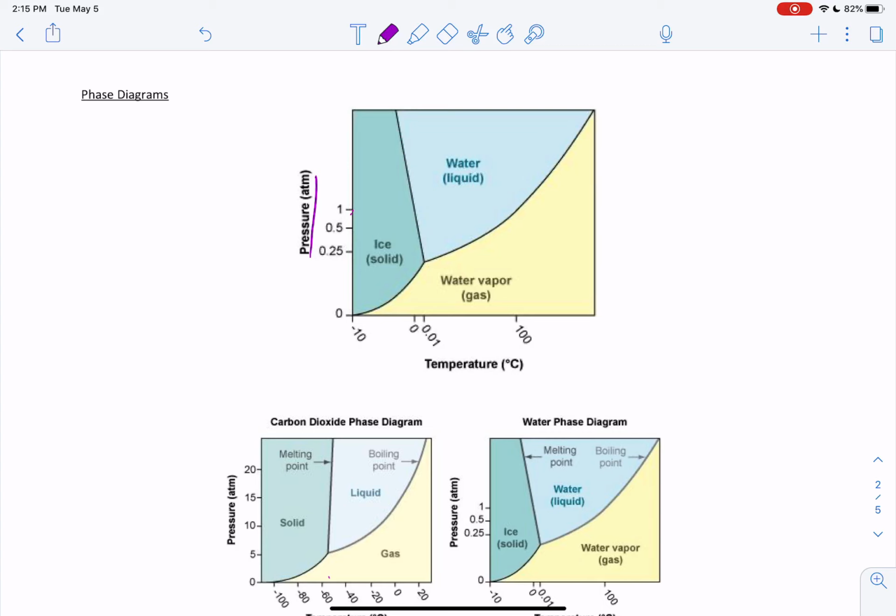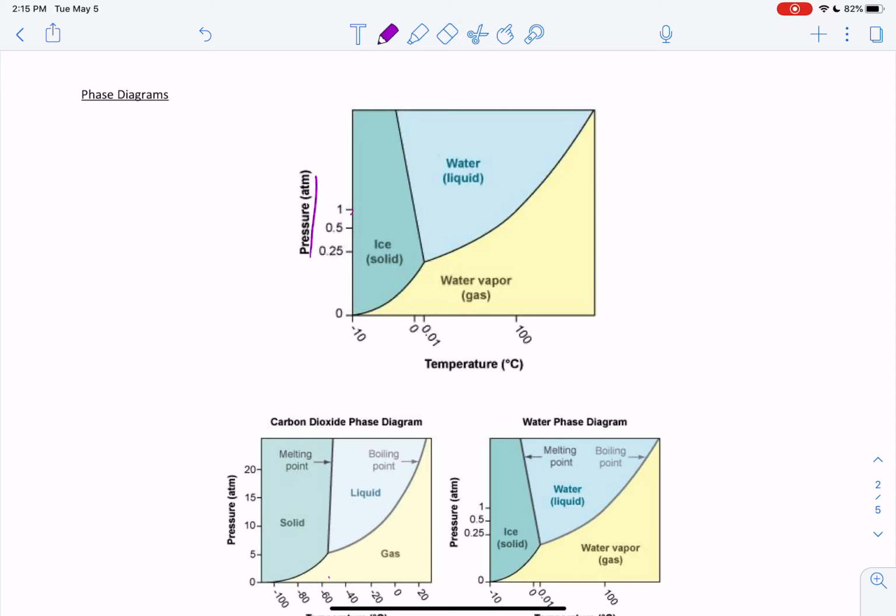So let's say, for example, we want to figure out what the state of matter is at 0 degrees Celsius and 0.5 atmospheres of pressure. So what we would do is we would draw our line here. Okay, so this is from 0 going up. And now let's say 1 atmosphere of pressure. Okay. And we see here where they cross is the state of matter. So at 0 degrees Celsius and 1 atmosphere of pressure, water is a liquid. All right, let's do another one.